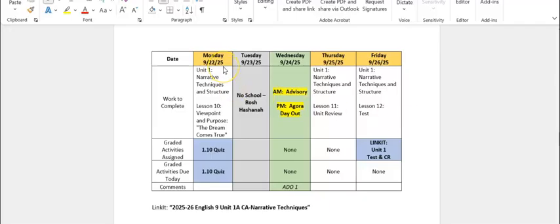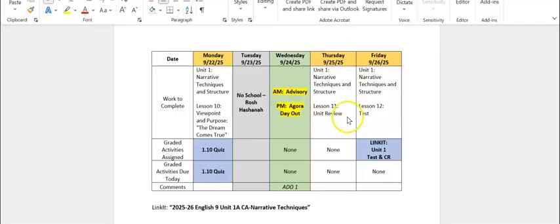Monday, September 22nd, we will finish Unit 1, Lesson 10, and we will take the 1.10 quiz. The 1.10 quiz is due on Monday, September 22nd. So then we're off, no school on Tuesday the 23rd. Wednesday the 24th is our AD01, so advisory in the morning and our Agora day out in the afternoon.